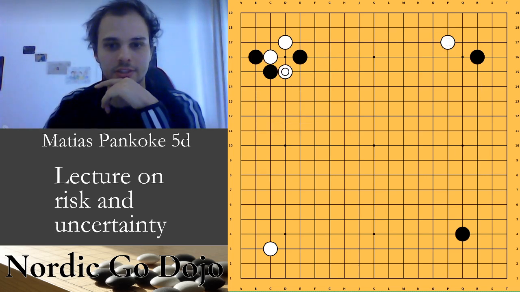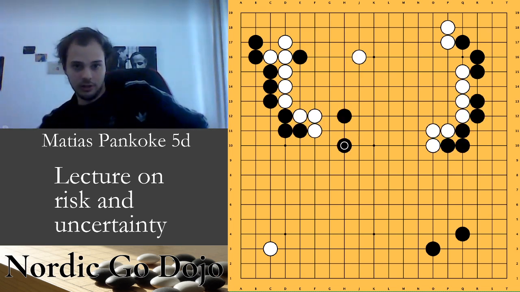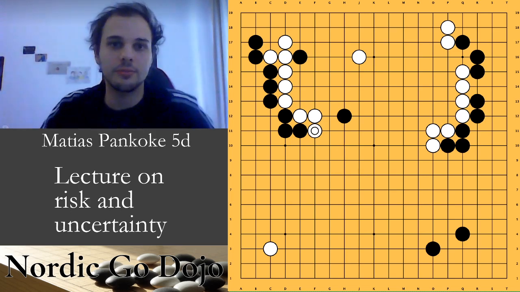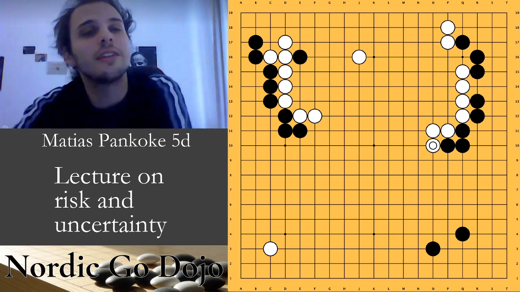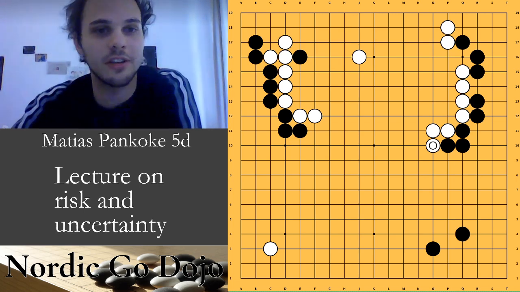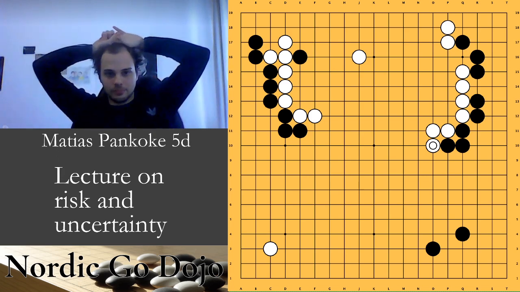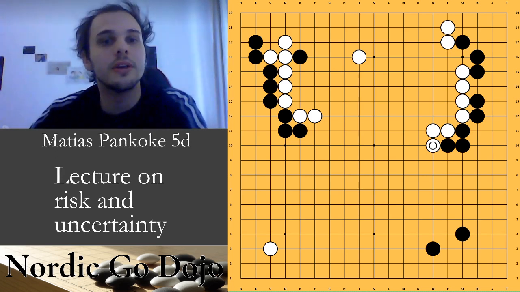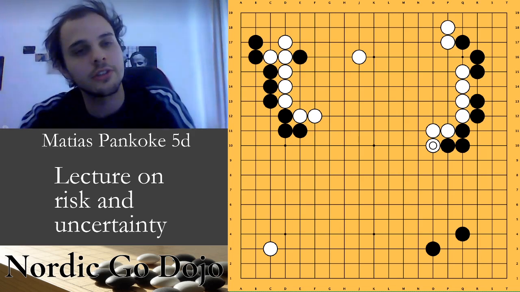So this is actually the game I played against Antti that is featured here. So another of the great Nordic Go Dojo teachers. Yeah, and this is my favorite example, because I've used it already in the last lecture I gave on invasions, and it is also a good example for uncertainties. Because let me show you. So this is a huge moyo. Moyo is also a big uncertainty factor.